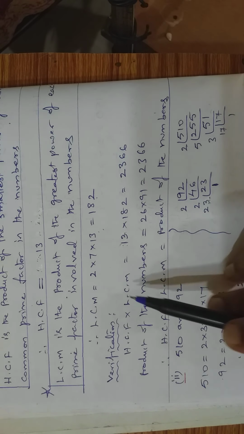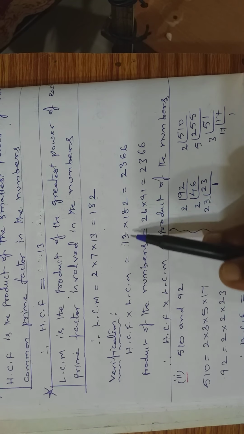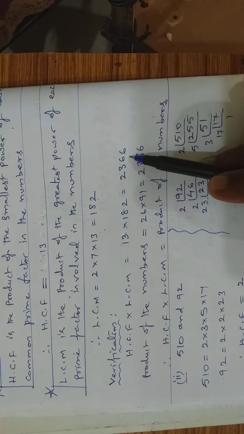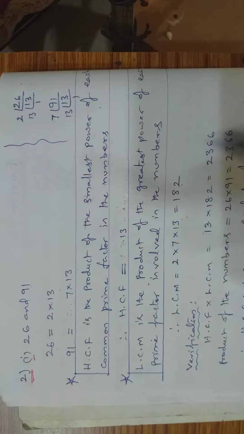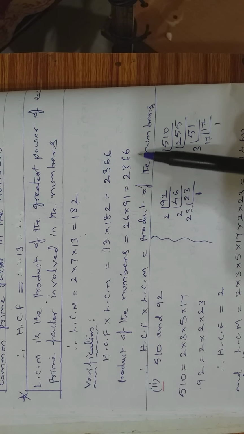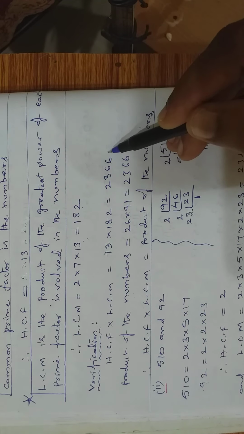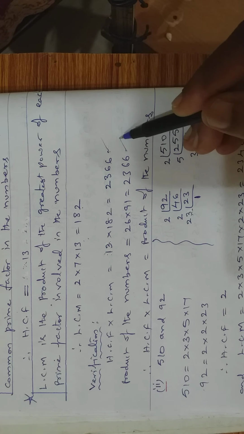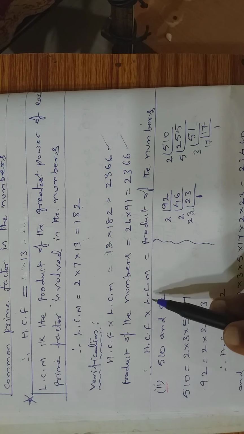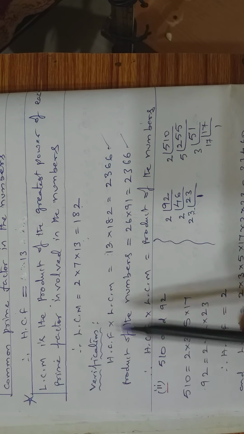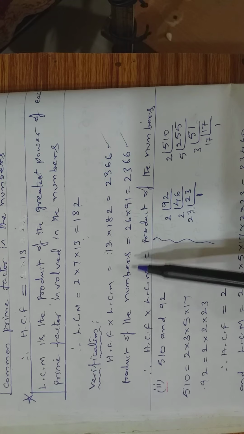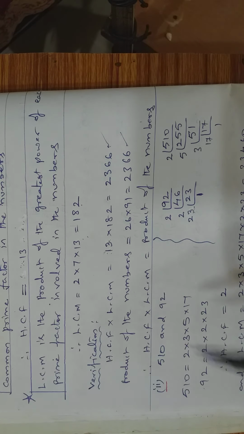Let us verify. What is the verification? LCM into HCF, otherwise HCF into LCM, is 13 into 182, we get 2366. Now let us multiply the two given numbers, 26 and 91. If you multiply, you will get 2366. Here you observe the product of the HCF and LCM is equal to the product of the numbers. In this way, we need to check whether the HCF and LCM of the given numbers are correct or not. If you multiply HCF and LCM, and you multiply the numbers, we will get the same answers. Like that we can verify the HCF and LCM of the given numbers.